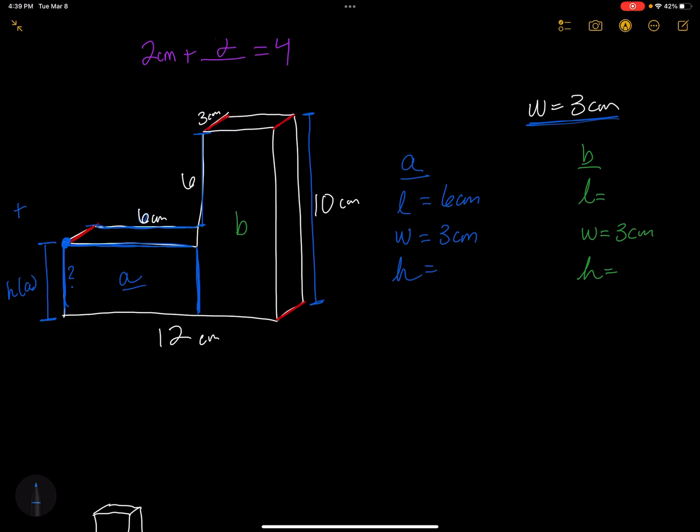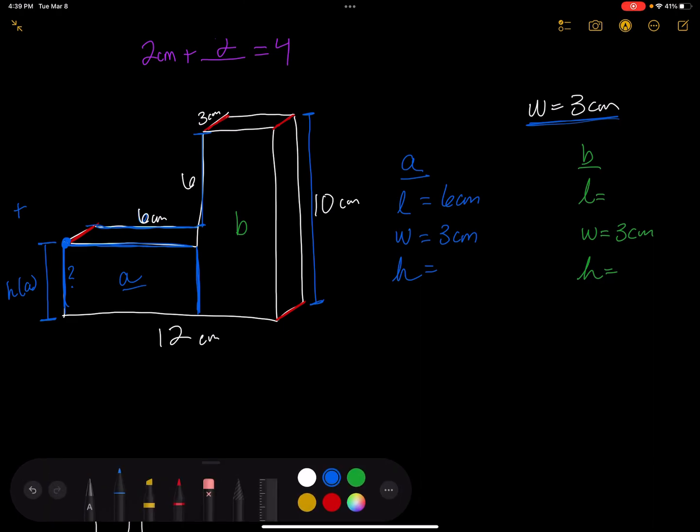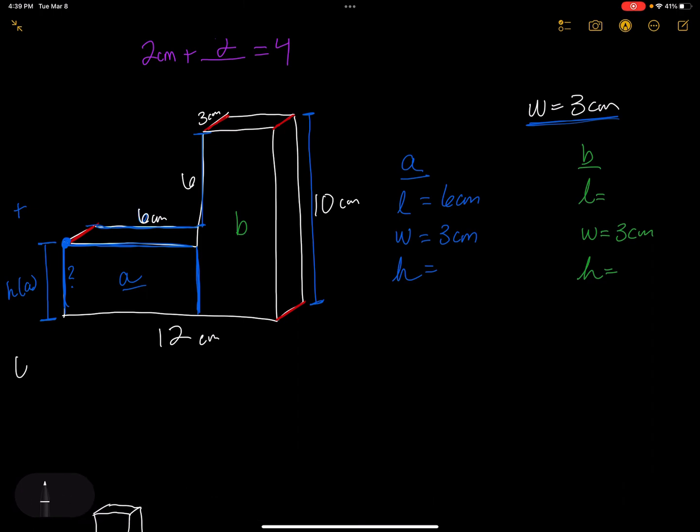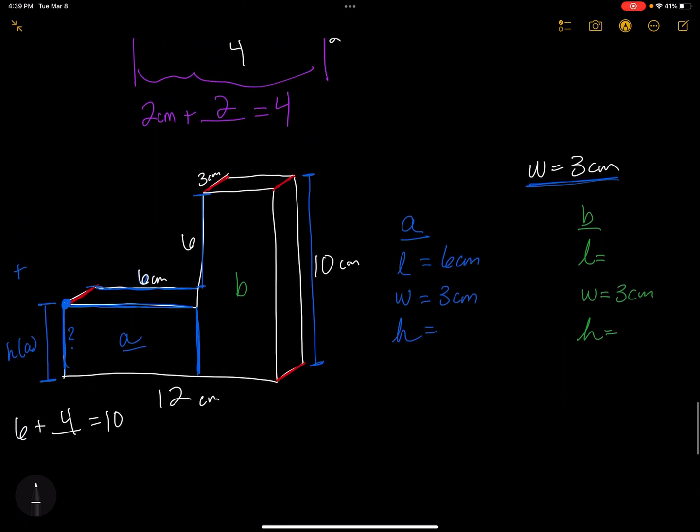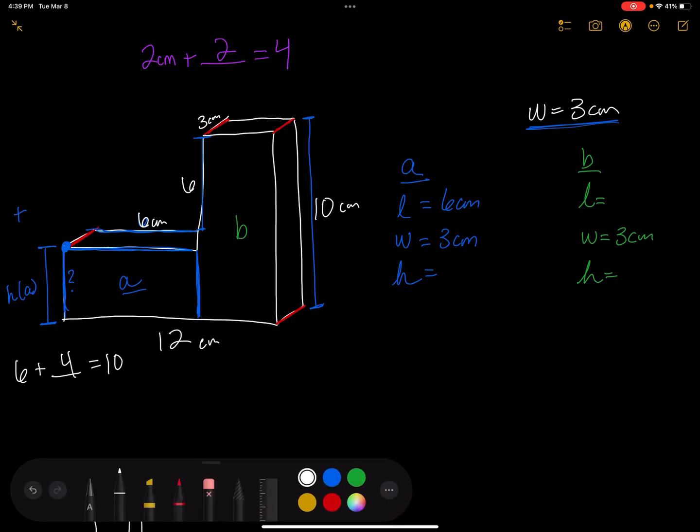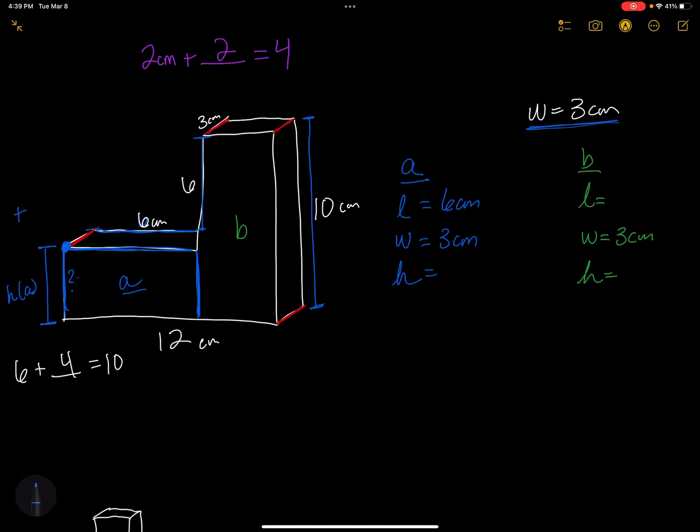So 6 plus what equals 10? This is going to be 6 plus 4 equals 10. So we know our height right here would be 4 centimeters. Perfect, we found it. Now let's move to B.